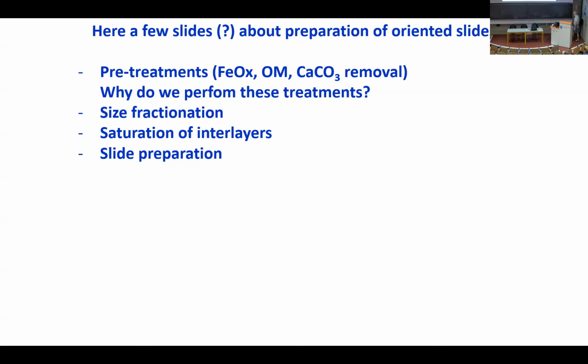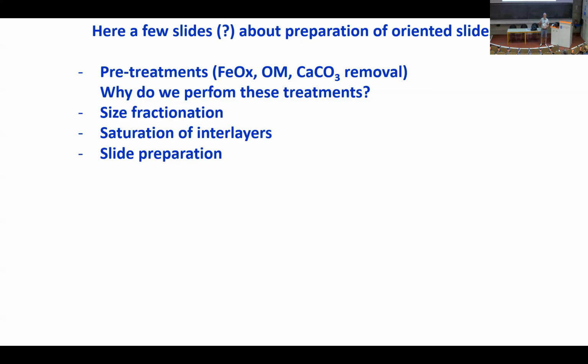What's the interest of that? What will happen if you put a sample in which you have phyllosilicates plus calcium carbonate in water? You will dissolve calcite. If you dissolve calcite, you will create ionic strength in your suspension. If you create ionic strength in your suspension, you will flocculate everything. And in this case, there is no way you will be able to separate the less than 2 micron fraction.